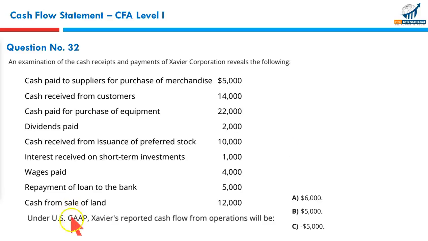Next, under US GAAP, cash flow from operating activities. Question is silent. What information do we have? Net income isn't given, so we have to use the direct method. Cash paid to suppliers for the purchase of merchandise, that's an outflow. Cash received from customers, inflow.